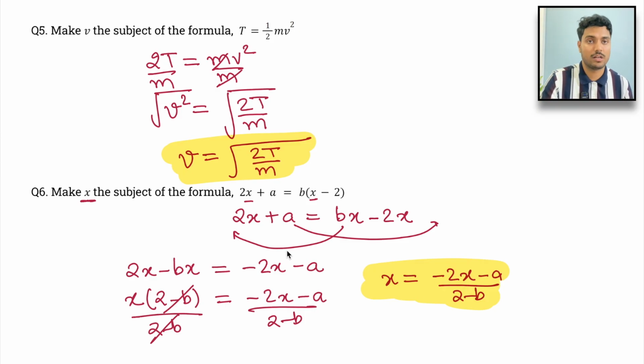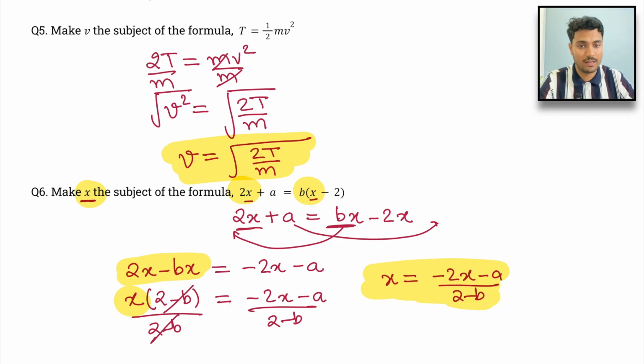So let's recheck once again. Whenever there are two variables which we have to make the subject of the equation in the same equation, remember the concept of like terms. Keep both the terms together like this, and then take one of the variable common, and then keep everything to the other side, and that's how you can make one of the variable as the subject of the equation.